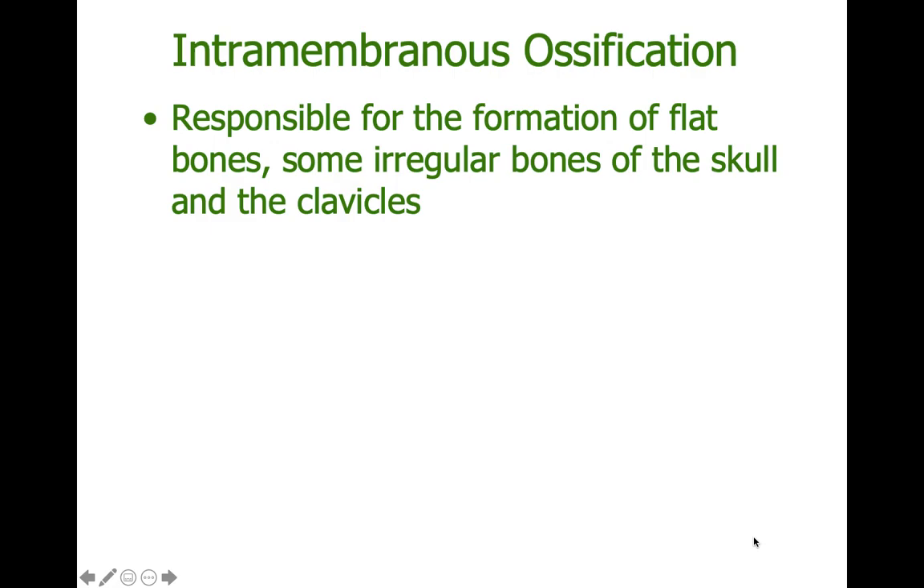Let's talk about intramembranous ossification. This is going to be ossification that occurs within a membrane. It's going to be responsible for the formation of flat bones, some irregular bones of the skull, and the clavicle. So we have a very specific knowledge of which bones are going to be formed through intramembranous ossification. Some irregular bones of the skull: the temporal bone, the sphenoid, our good friend the ethmoid. Those are going to be examples of bones in the skull that are made through intramembranous ossification.